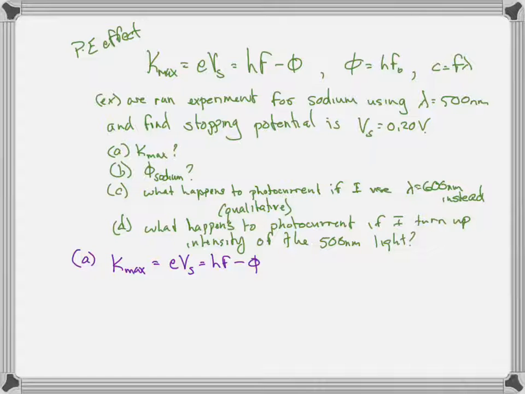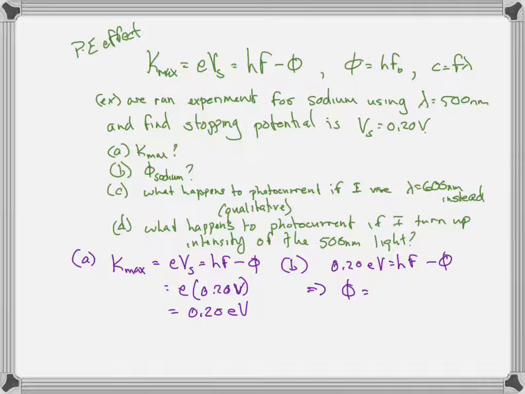So you remember that the stopping potential gives you the maximum kinetic energy, and also the maximum kinetic energy gives you the energy of the light minus the work function. So part A is simply a plug-in into e times 0.20 volts, and you can plug in 1.6 times 10 to the minus 19 coulombs for e, but that would be silly because it's 0.20 electron volts. And it's pretty easy to go from there to 0.20 eV equals hf minus the work function. Therefore, the work function must equal hf minus 0.20 eV.